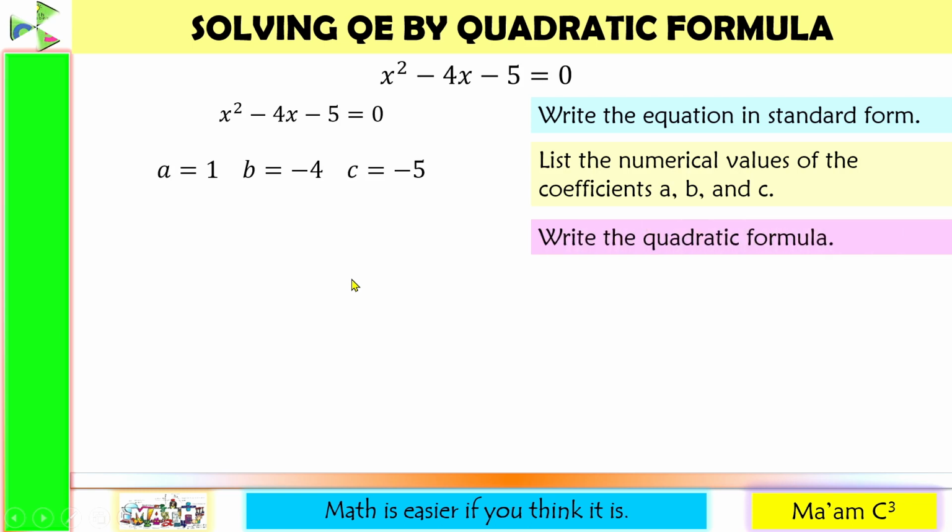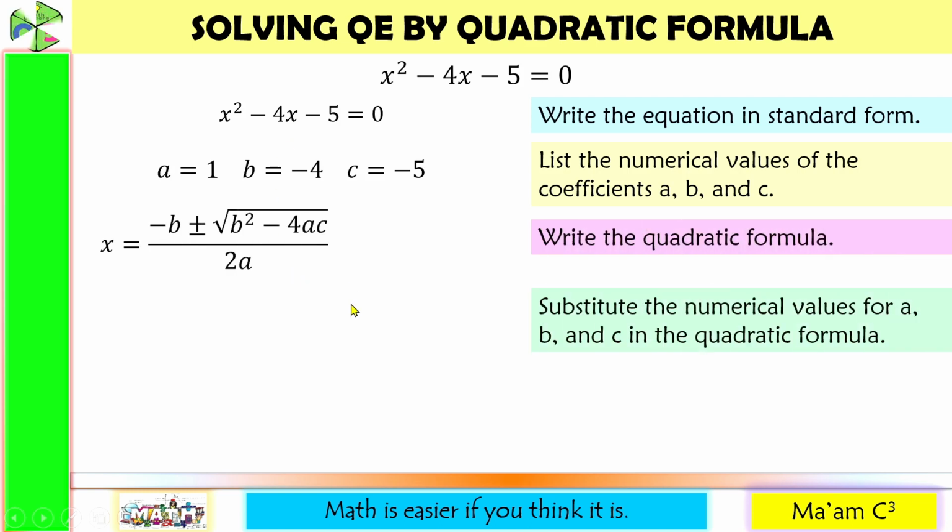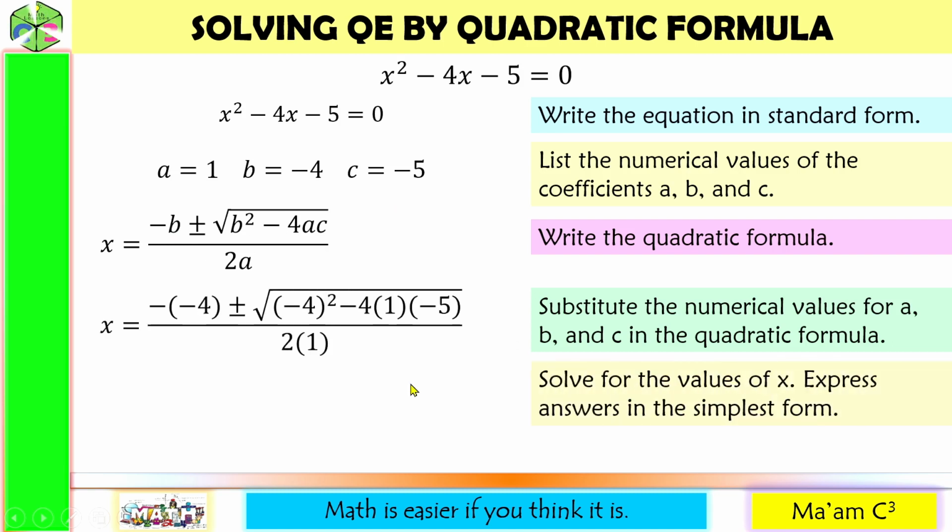Step 3, we are going to write the quadratic formula. Step 4, we are going to substitute the values of A, B, C in our formula. So we're going to substitute 1 for our A here as well as here. We're going to substitute negative 4 for B here and here. And we're going to substitute negative 5 for our C here. Next step is we're going to solve for the values of x. Remember to express your answers in simplest form.